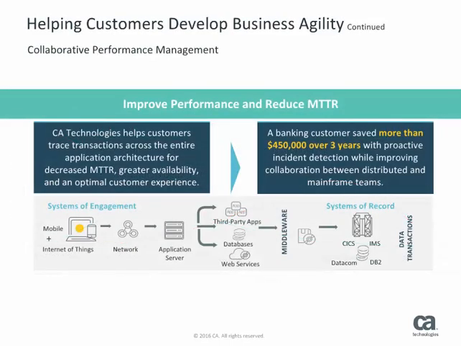CA Technologies helps customers trace transactions across the entire application architecture for decreased MTTR, greater availability, and an optimal customer experience. For example, a banking customer saved more than $450,000 over 3 years with proactive incident detection, while improving collaboration between distributed and mainframe teams. This increased visibility and control helps organizations achieve operational excellence and deliver outstanding customer experiences.